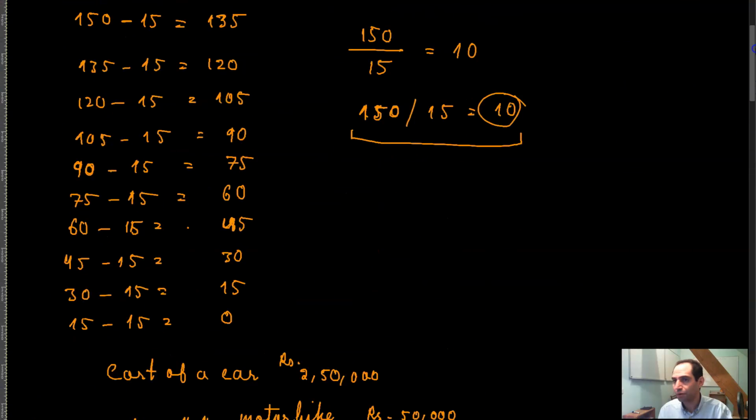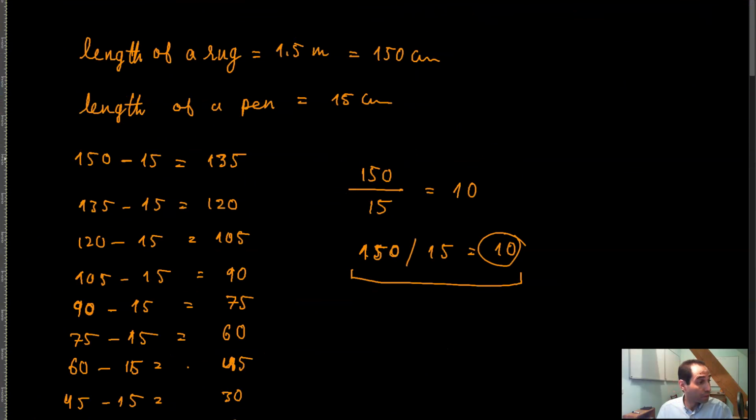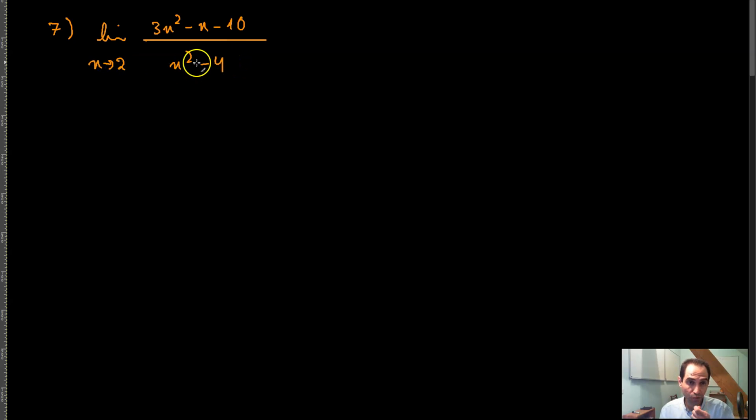Now, question number 7. We have basically the limit of 3x squared minus x minus 10 over x squared minus 4 as x tends to 2. As x tends to 2, 2 squared is 4, minus 4 is equal to 0, so you get 0 over here. And 3 times x squared minus x minus 10, when x is equal to 2, becomes 3 times 4 minus 2 minus 10, which is 12 minus 12, equal to 0. So this becomes 0 by 0.